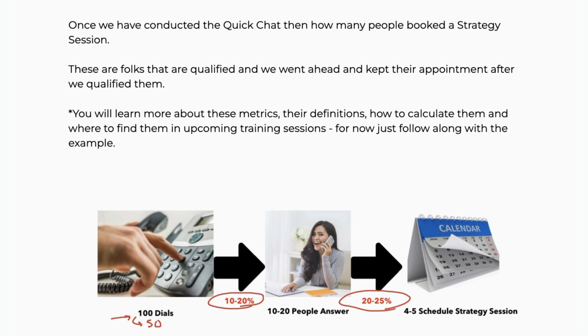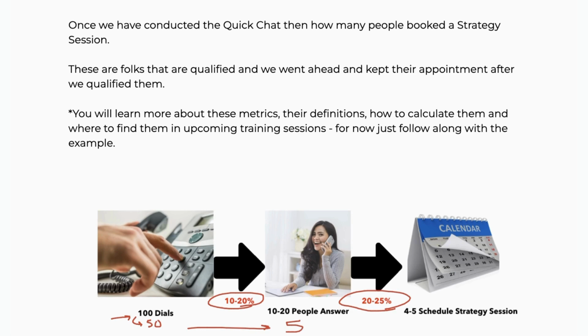Okay, so let's do the math there. So if we do 50 dials, then we're going to go ahead and multiply that by 0.1. Now what we're going to get is, because out of the 50 dials 10 to 20% of them will pick up the phone, if we do it by 10%, we're going to get 5 people who answered the phone. Okay, so these are 5 people that have answered the phone, and we did a quick chat with them at a later date or at that time, whatever it may be.